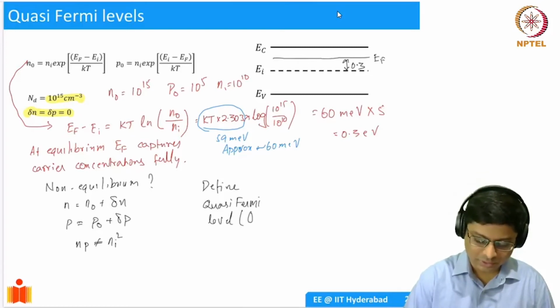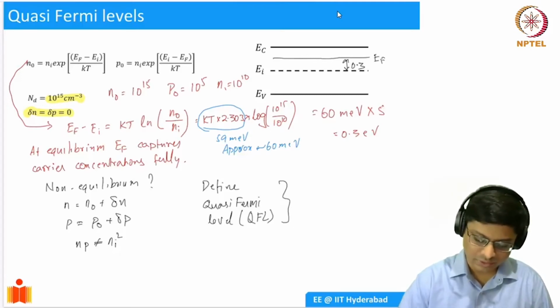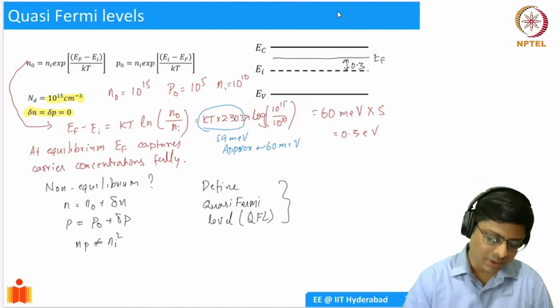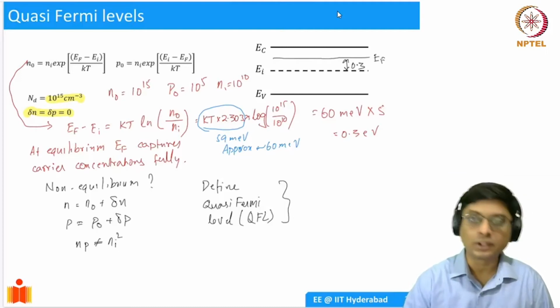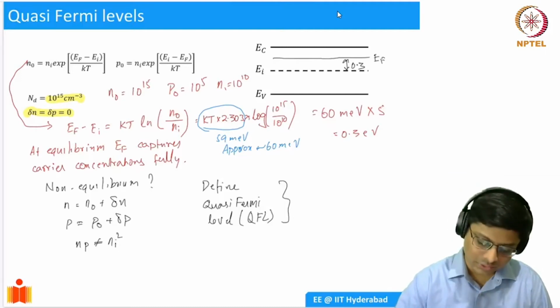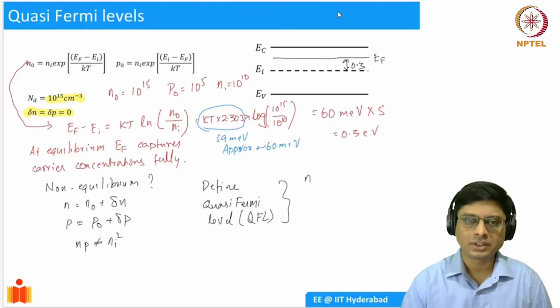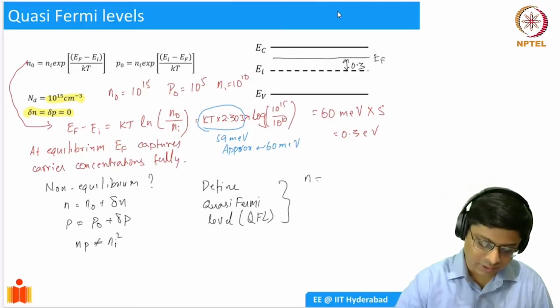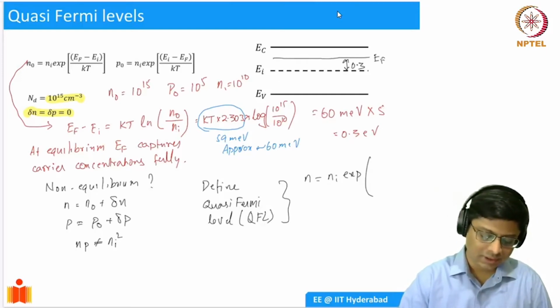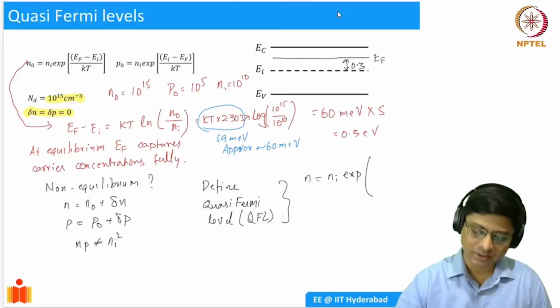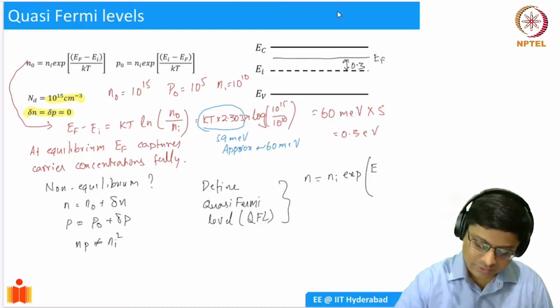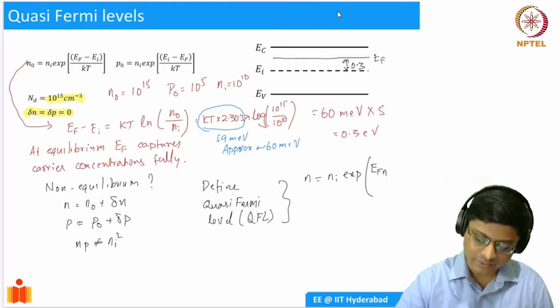I'll simply call it QFL for short notation. The definition we use is very similar to what we have seen in the normal equilibrium carrier density cases. I'll simply replace the equilibrium electron density by the total electron density. That will be equal to Ni times exponential. In the equilibrium case, we had EF minus EI. Now instead of EF, I'll put EFN minus EI by KT.